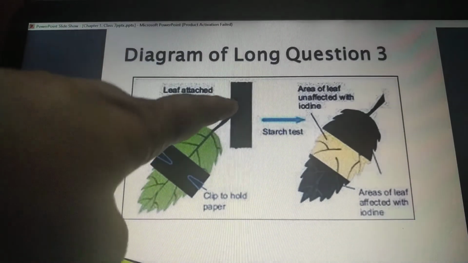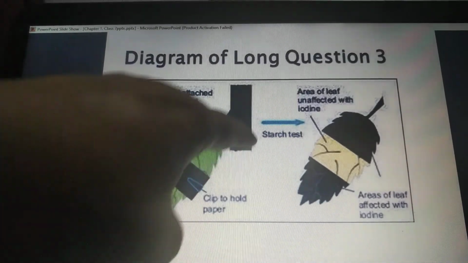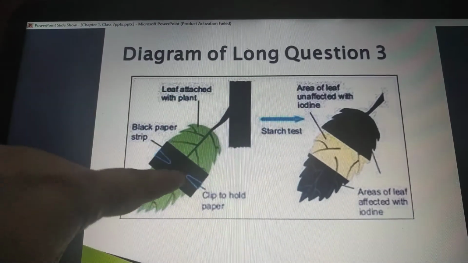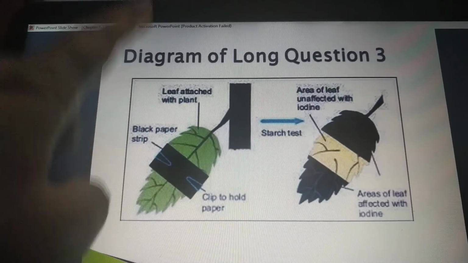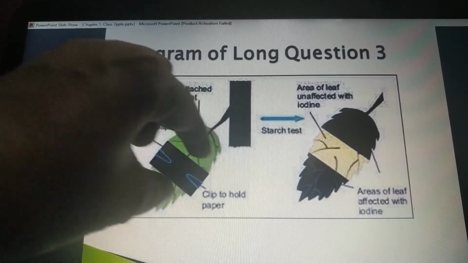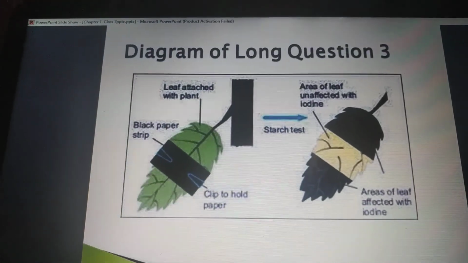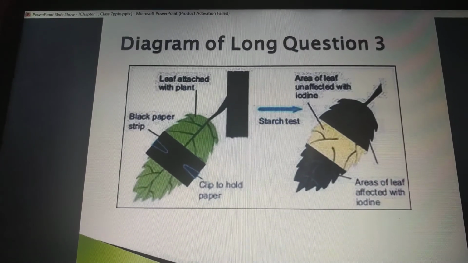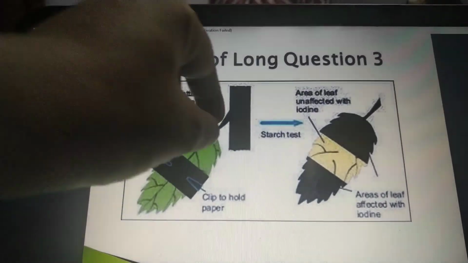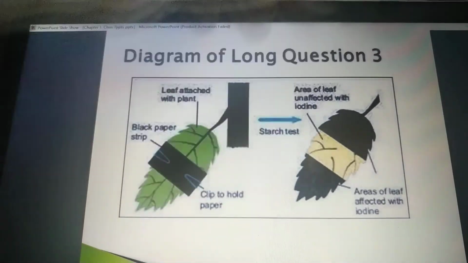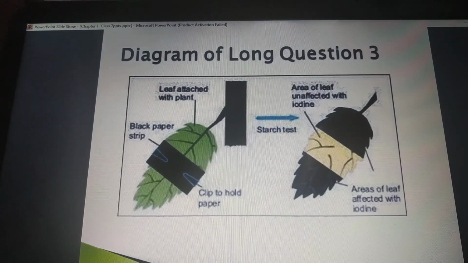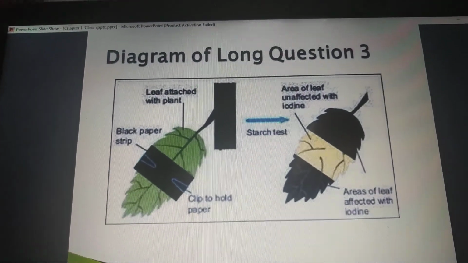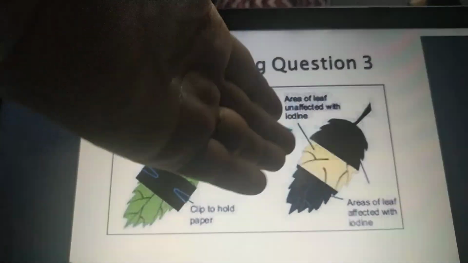Now after that we put the plant in the sunlight for the next 5 to 6 hours. But one of the leaves is covered with this paper strip, on some part of the leaf. Now after keeping the plant in sunlight for 5 to 6 hours, we pluck the leaf from the plant body, and this leaf is subjected to the starch test.